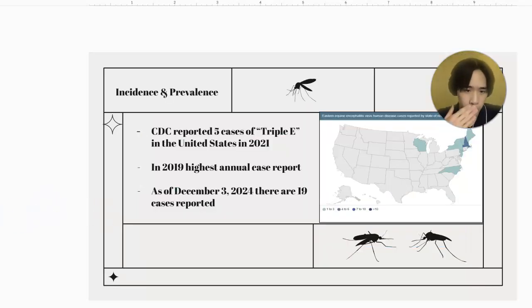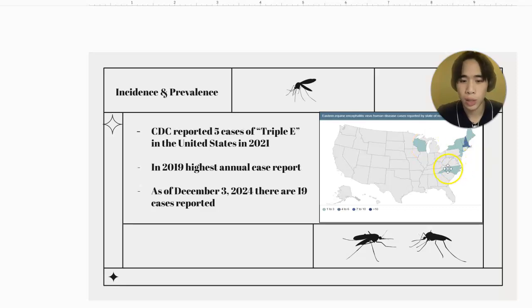Now, incidence and prevalence. The CDC reported 5 cases of triple E in the United States in 2021, and in 2019, the highest number of cases ever. Since 1933, when triple E was first discovered, there have been 38 cases. 19 of them came from Florida, and the other cases came from Michigan up here.